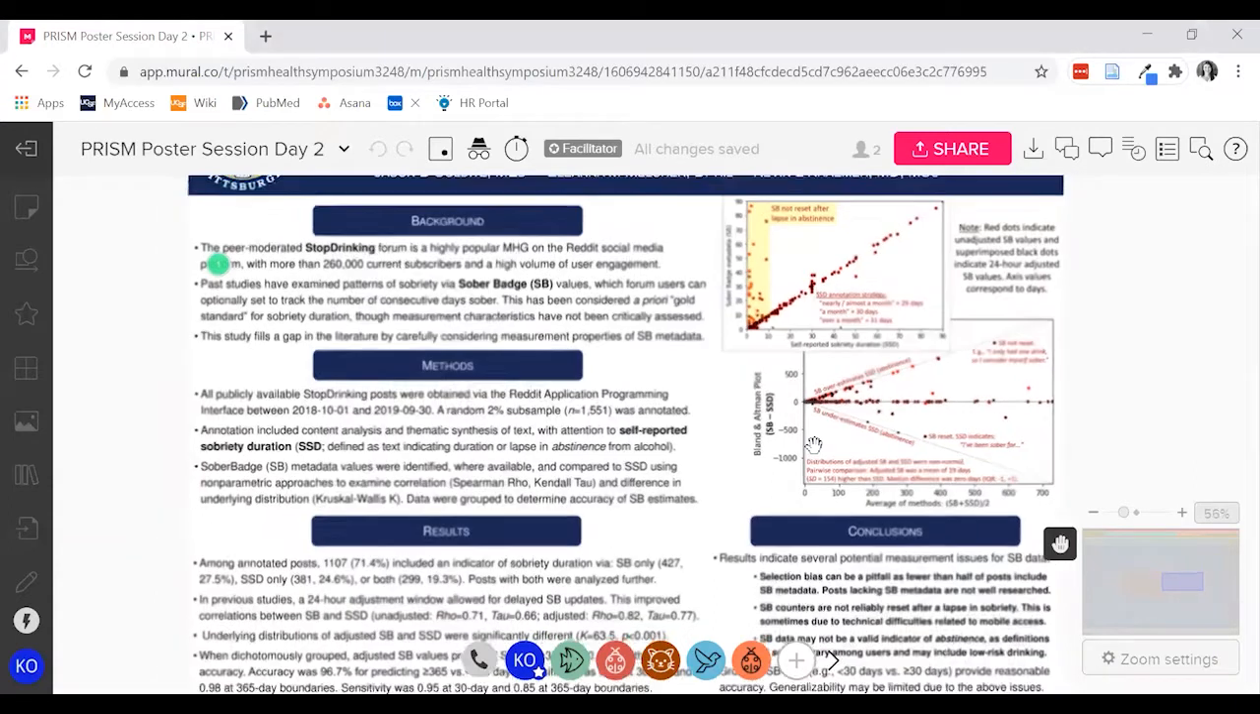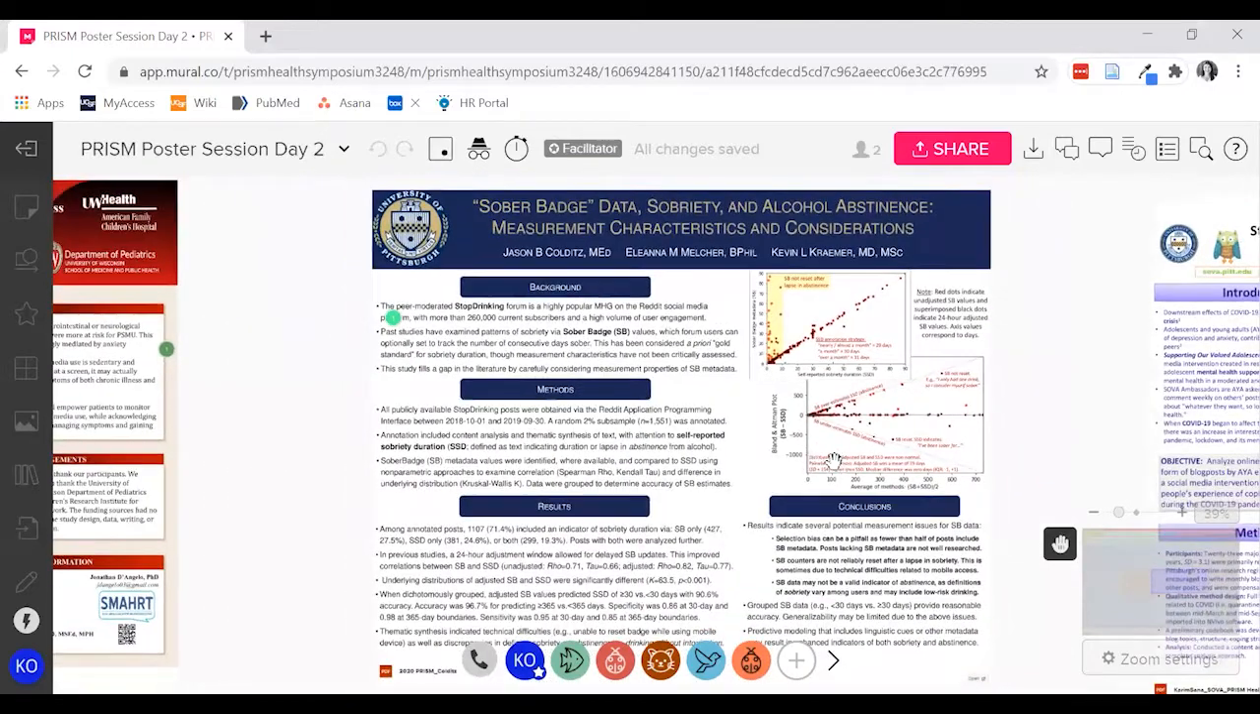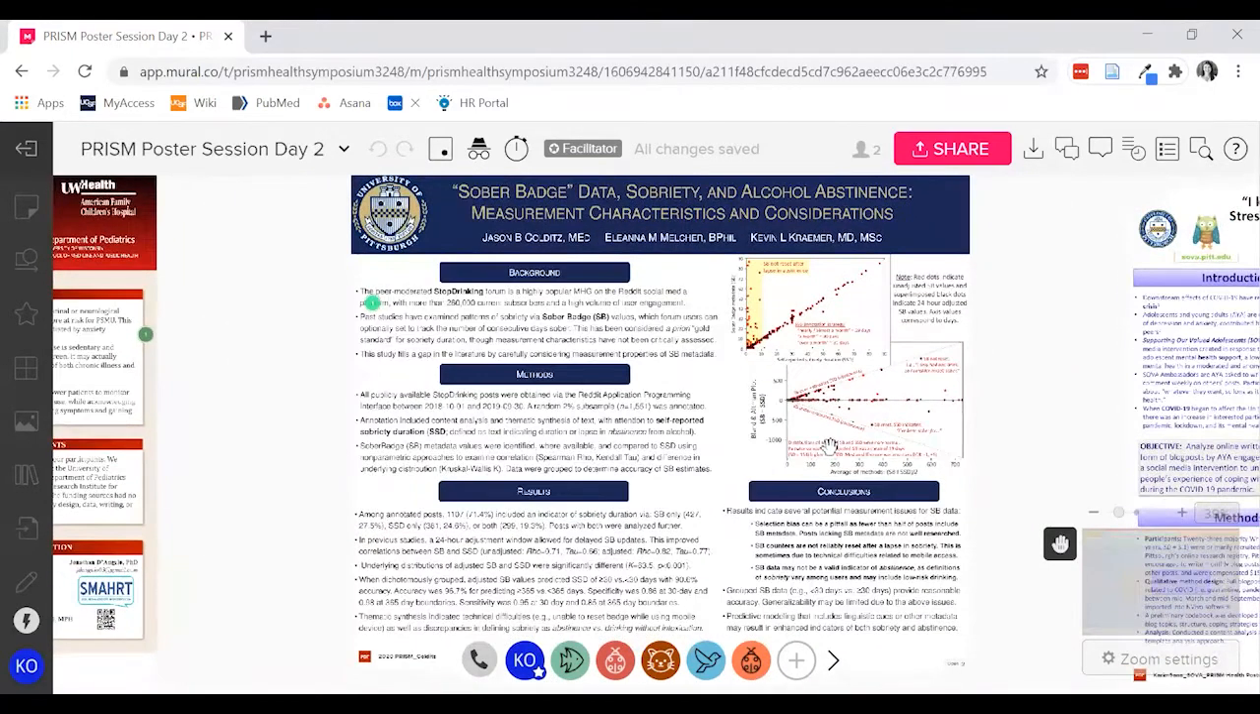Excellent. I've never thought about badging as a surveillance tool. Really fascinating. Any questions from anyone?